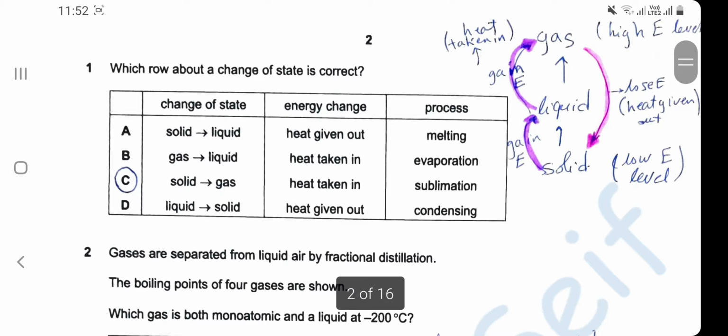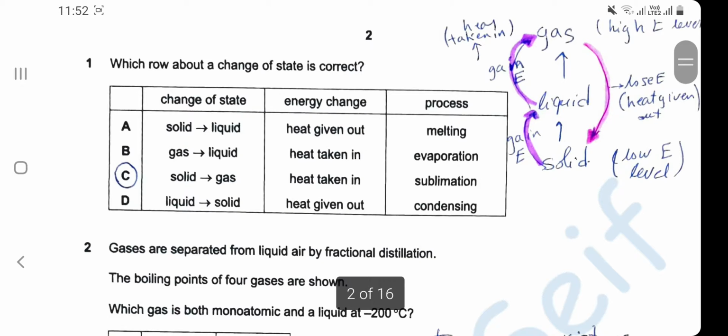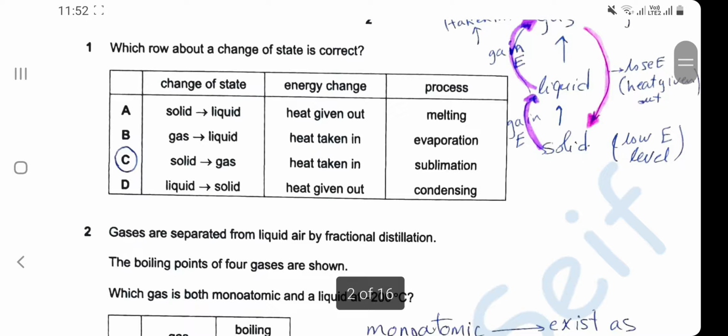Which row about a change of state is correct? To understand this question, you have to know that gas particles have higher kinetic energy than liquid particles than solid particles. So changing from gas to liquid or from gas directly to solid means that the particles lose energy and heat is given out. And the reverse change from solid to liquid or from liquid to gas means that particles gain energy or heat is taken in. The answer, to be correct, both columns should be correct.